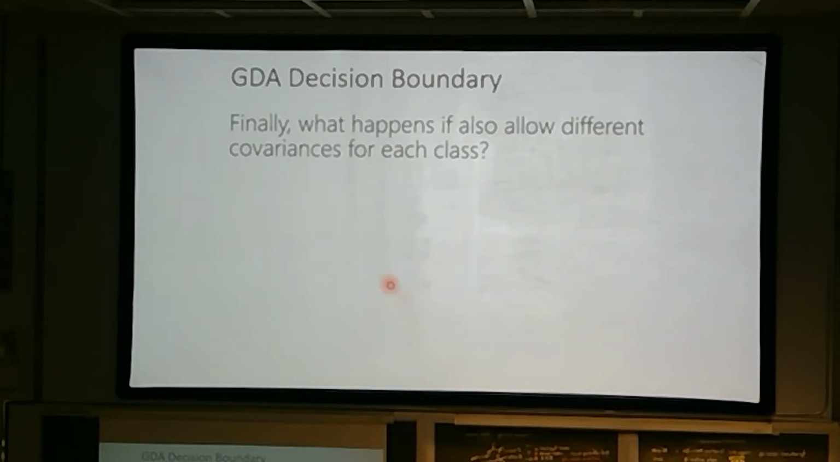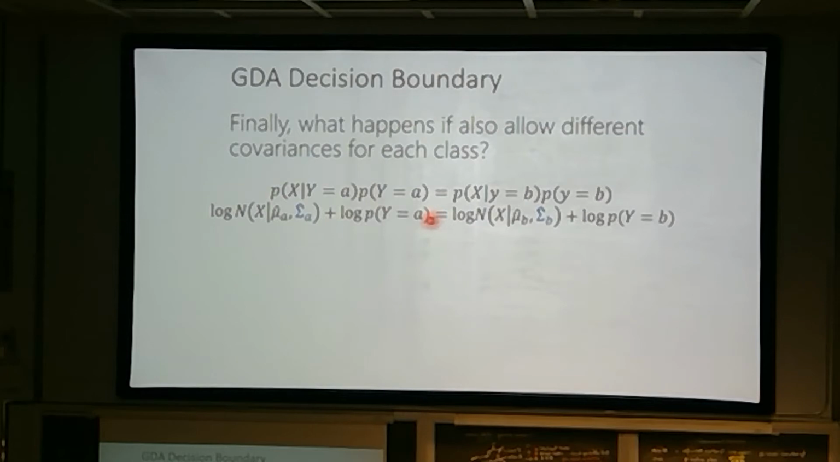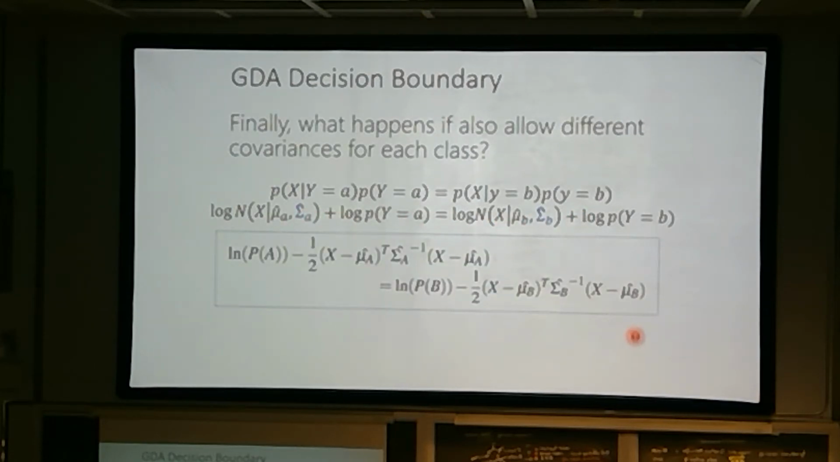Now finally, what happens if we also allow the covariances for each class to be different? Now we get the full generality, where these were tied together before. Now they're completely different. And now this is fully general. These are the constant terms you get from allowing the class prevalences to be different. And now you're getting this very general thing with its own covariance matrix separate from this.